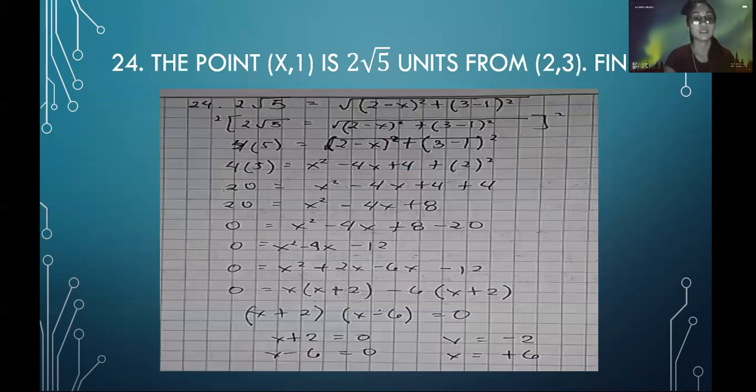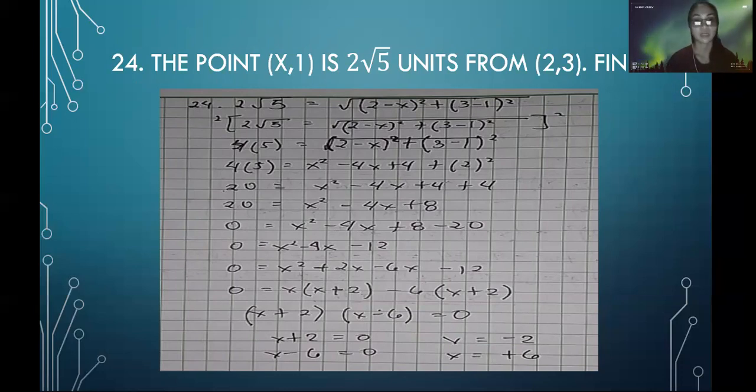Number 24. The point (x, 1) is 2 square root of 5 units from point (2, 3). So find x. So our d here is 2 square root of 5. So the formula is 2 square root of 5 is equal to the square root of (2 minus x) squared plus (3 minus 1) squared. Then square both sides.